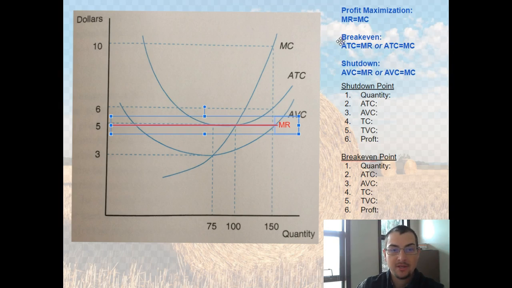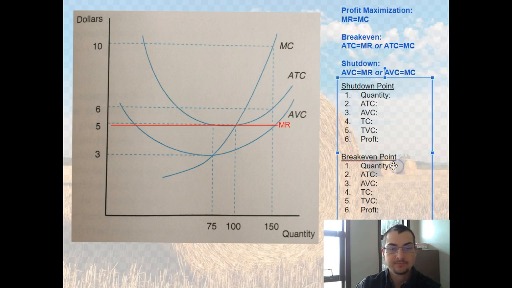Or you can break it down and say, well, average total cost equals marginal cost, or average total cost equals marginal revenue. So that's how we find that break-even point. So if we know that that's our break-even point, and that break-even point will occur at a quantity of 100. Just to give you a hint, we're kind of working on question 4 right now while explaining this.